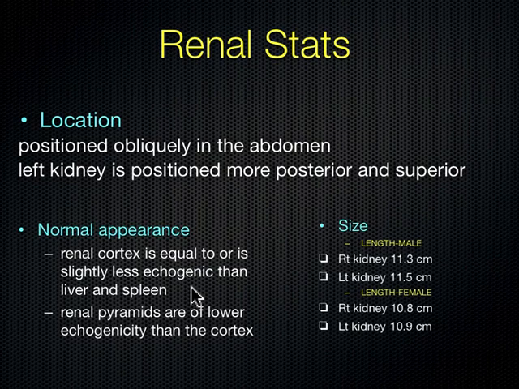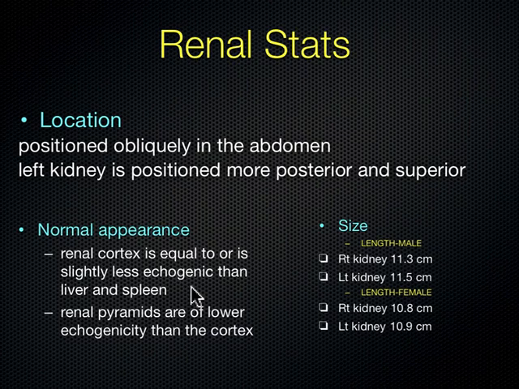And the sizes are a little bit different in males and females. The kidneys are slightly larger in males, about a half centimeter or so bigger in males. And then the right kidney is actually smaller than the left kidney. You can see there that the right kidney in a male is about 11.3 centimeters, whereas the left kidney in the male is bigger, 11.5 centimeters. Same thing with the females. They get a little bit bigger on the left side.